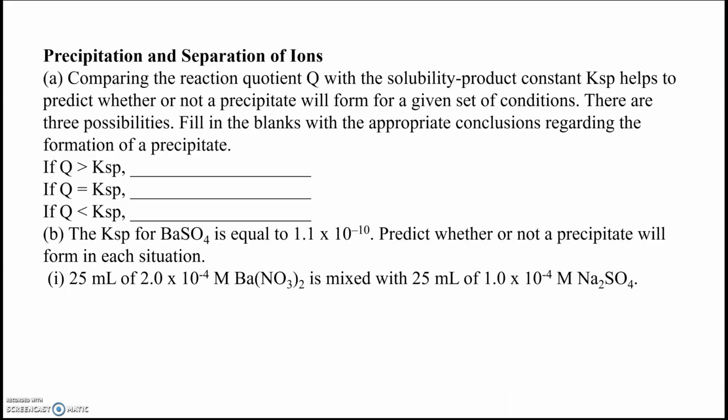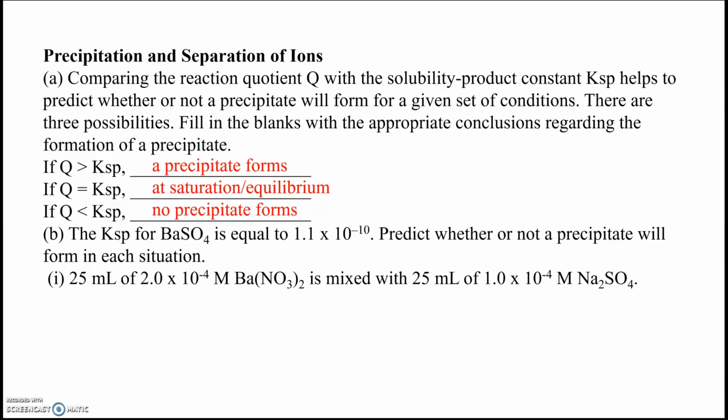So obviously, three possibilities. If Q is greater than KSP, we're going to get a precipitate. If Q is equal to KSP, then we are at saturation. We're right on the verge of precipitation. And if Q is less than KSP, then no precipitate will form because we're not at saturation yet.